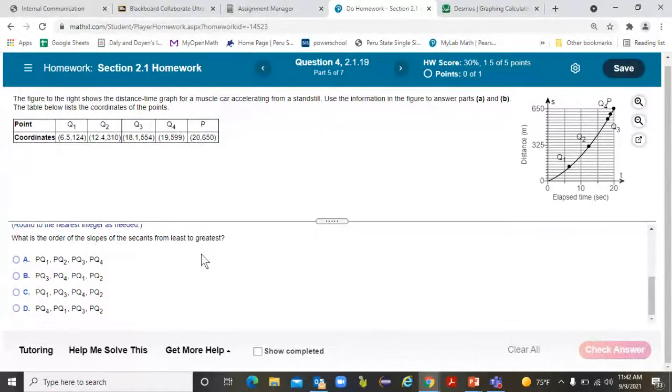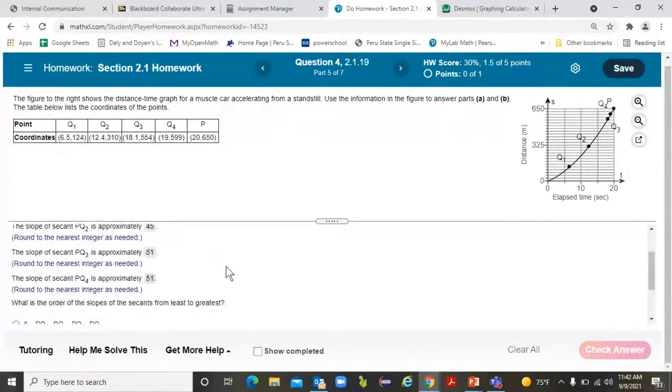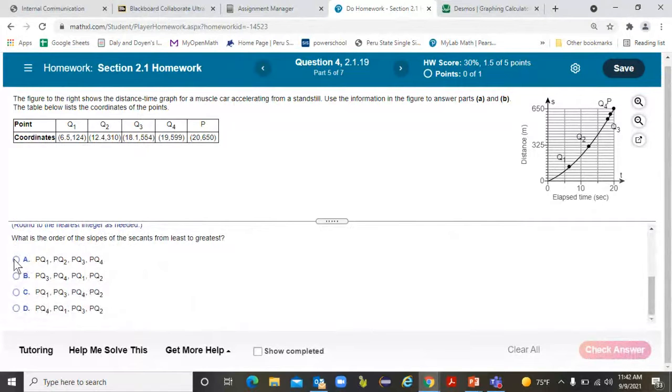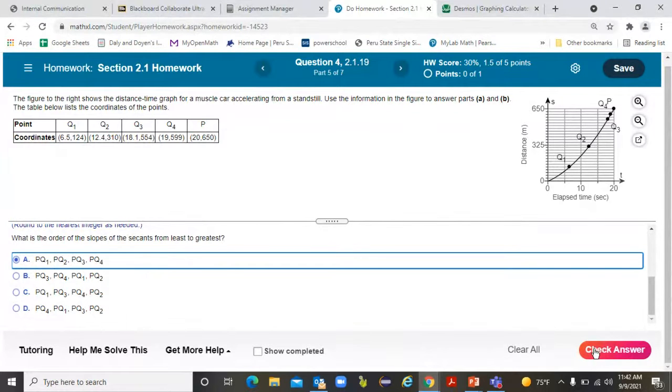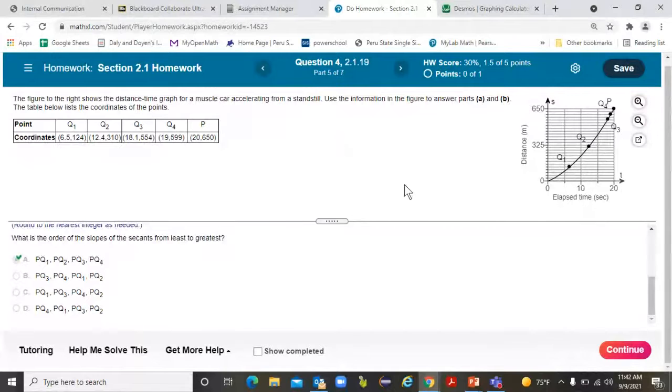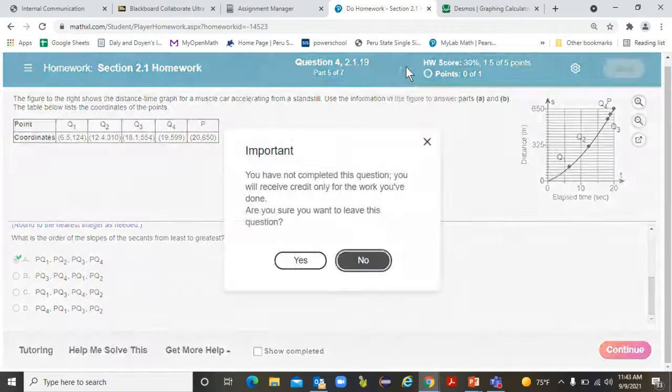Part B says, what is the order of the slopes of the secants from least to greatest? Well, it was the order we just did: 1, 2, 3, 4. If there were a question that said estimate his instantaneous rate of change at point P, we would probably estimate it to be 51, since it kind of seemed to even out there at the end.